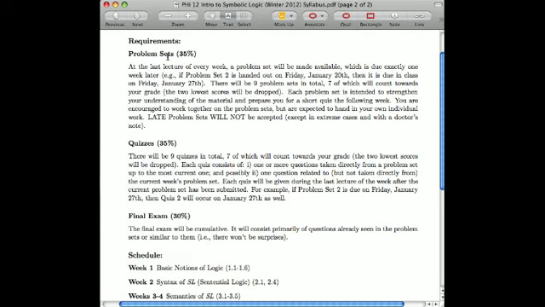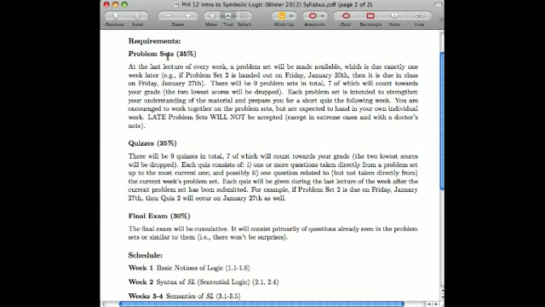So for example, if the problem set 2 is handed out on Friday, January 20th, then it's due in class on Friday, January 27th. Now, there's going to be 9 problem sets in total, and only 7 of those will actually count towards your grade. So the 2 lowest scores that you get on a problem set will be dropped. And the idea behind a problem set is it's supposed to help strengthen your understanding of the material and also to prepare you for a short quiz that's going to happen the following week.